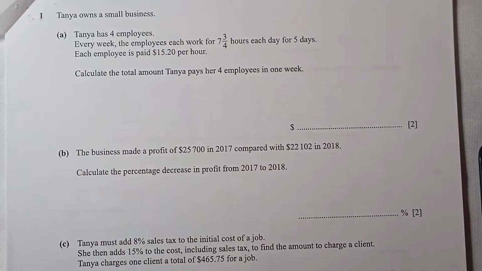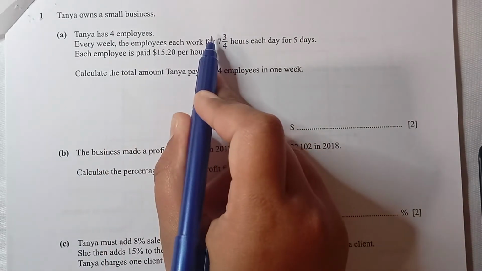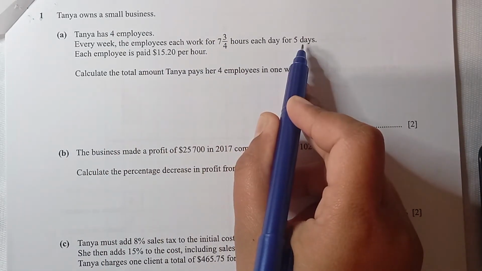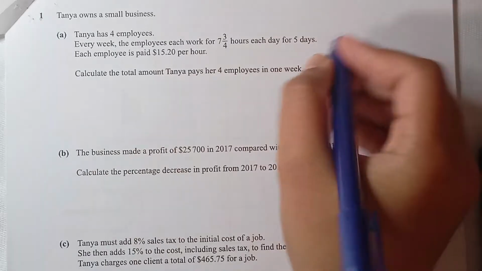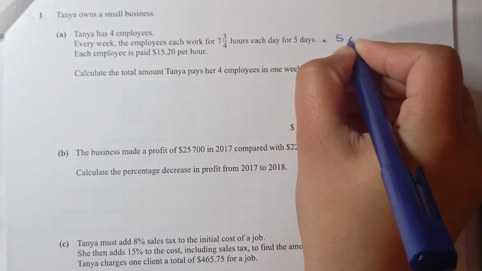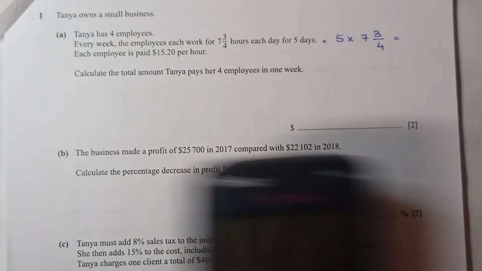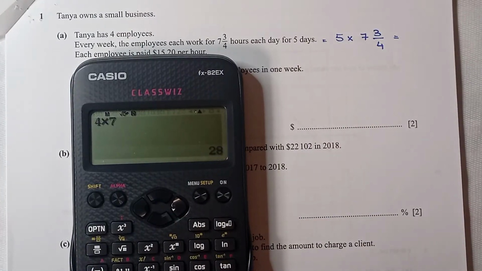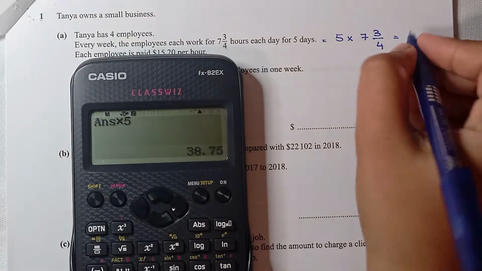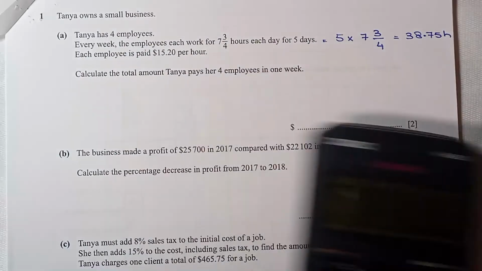Okay, so first we know that one employee works this many hours in a day and they work for 5 days in a week. So we need to find how many hours one employee works in 1 week. This would be 5 times 7 3/4. First, 4 times 7 is 28, plus 3 would be 31, divided by 4 and times 5. So this would be 38.75 hours one employee works in a week.